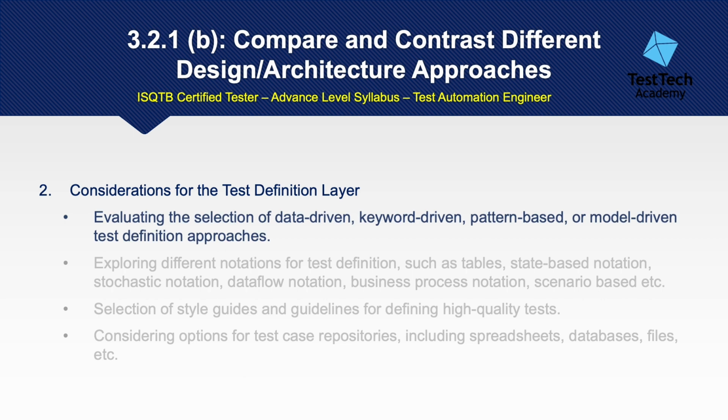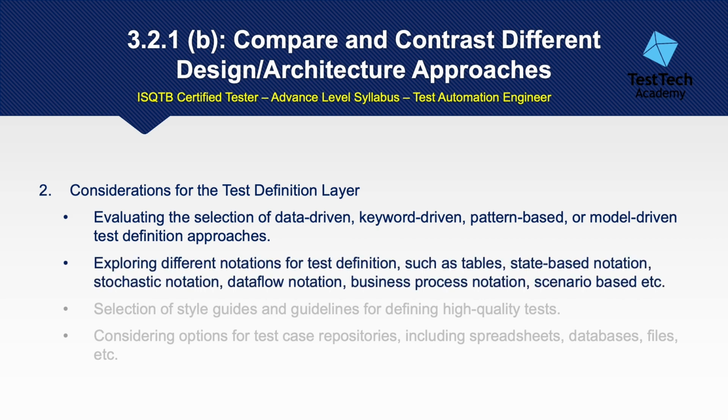First one is test automation engineers must evaluate the suitability of different test definition approaches, such as data-driven, keyword-driven, pattern-based, or model-driven approaches. Each approach has its own set of advantages and challenges, and the choice depends on factors like test complexity and maintainability. For example, data-driven testing allows for the reuse of test cases with different data sets, while keyword-driven testing enables testers to write tests using natural language keywords.